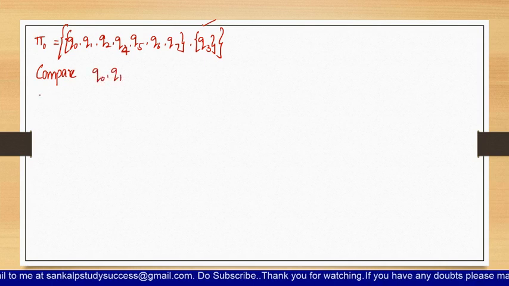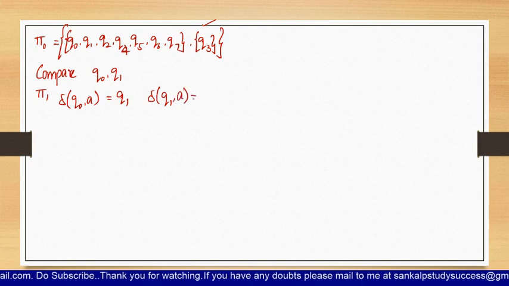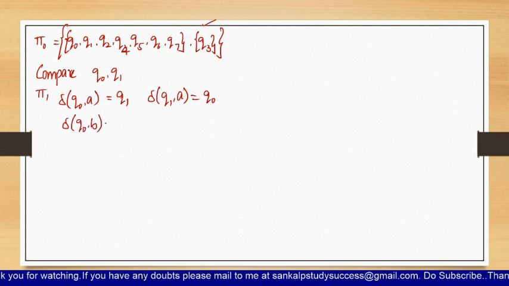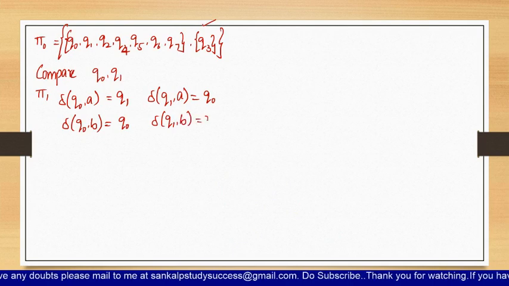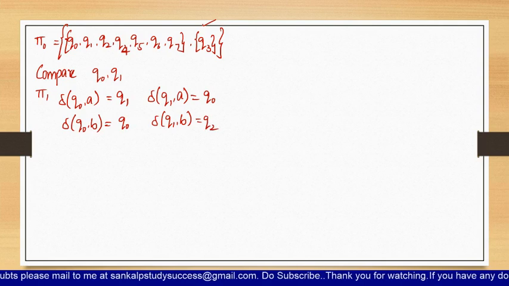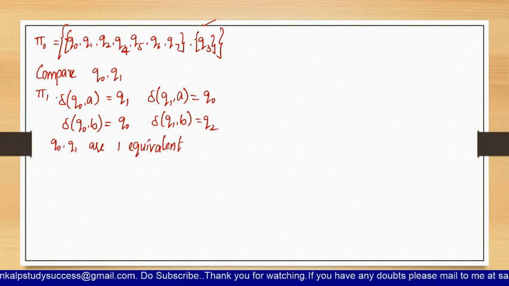For pi 1, the transition function of Q0, A, because the input symbols are A and B, is Q1, and we check the transition function of Q1, A, which is Q0. Q1 and Q0 belong to the same set, so there is no problem. Then the transition function of Q0, B is Q0, and the transition function of Q1, B is Q2. If you carefully observe, Q0 and Q2 also belong to the same set, which is the non-final set. So we can say that Q0 and Q1 are 1 equivalent. Why do we say 1 equivalent? Because we are constructing pi 1.